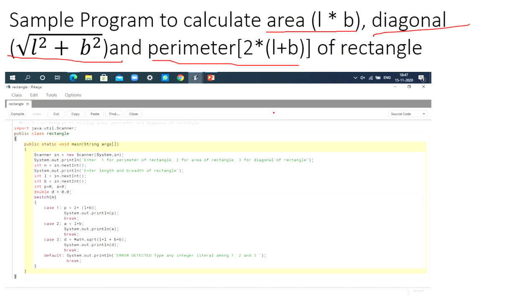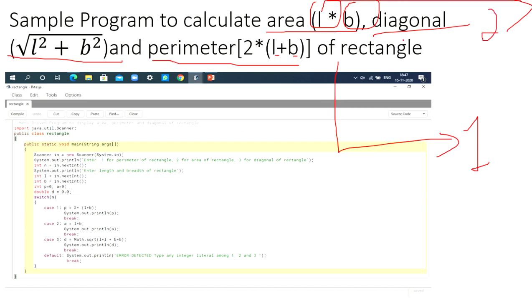I will ask the user for L and B. So let us tell our user to enter the length and breadth of the rectangle. Before that, let us display perimeter as 1, area as 2, and diagonal as 3.